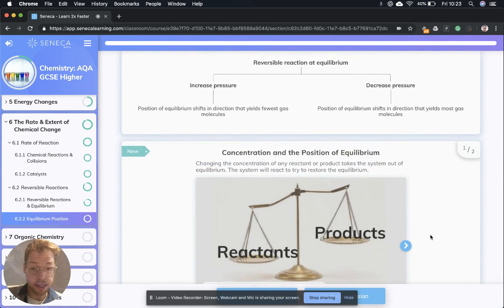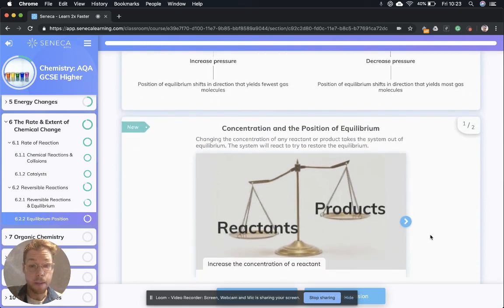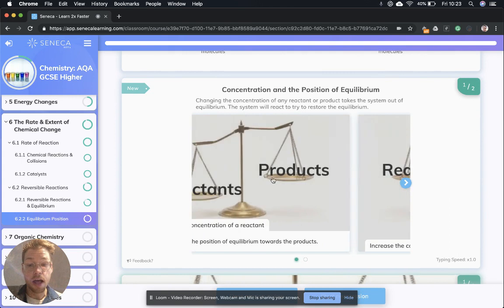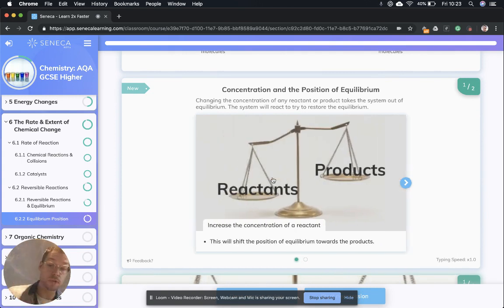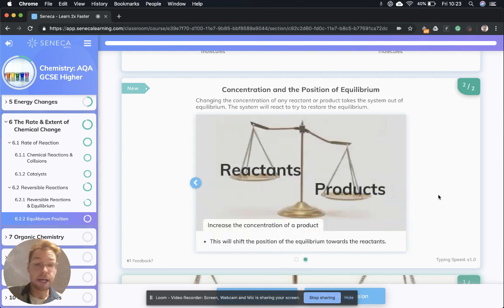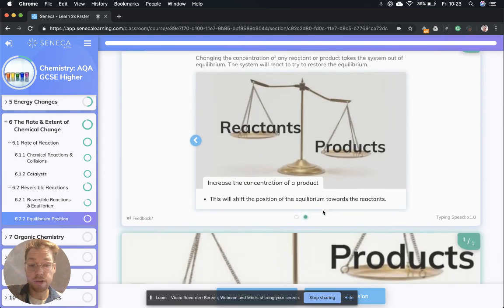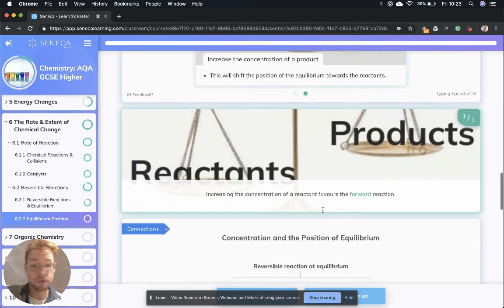A similar process applies to concentration and the position of equilibrium, but this is more in a solution, okay? So if we increase the concentration of a reactant, the position of the equilibrium will shift towards the products, okay? Because the system wants to oppose any change, so if we add more reactants, the system's going to be like, yo, no, I don't want any more of you. So it's going to shift the equilibrium towards the products to maintain the balance, okay? And similarly, if we increase the concentration of a product, the position of the equilibrium will shift towards the reactants, okay? So if we increase the concentration of a reactant, which reaction do we favor? The forward reaction or the reaction that makes the products.